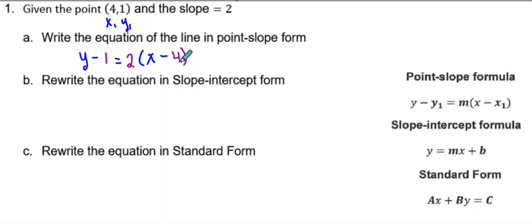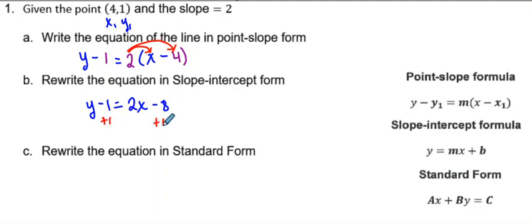And then from here, we're going to rewrite it in slope-intercept form. So we're just going to do some simplifying. The first thing you're going to do is distribute the 2 to get rid of the parentheses. So I'm going to write down y minus 1 equals 2 times x is 2x, and then 2 times negative 4 is negative 8. And then the last thing to write it in slope-intercept form is you have to have y by yourself. So I'm going to remove the minus 1 by adding 1 on both sides.